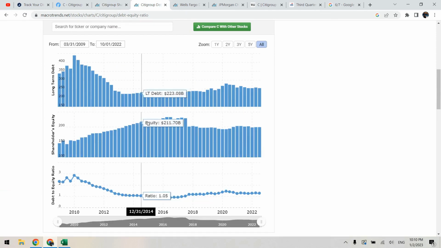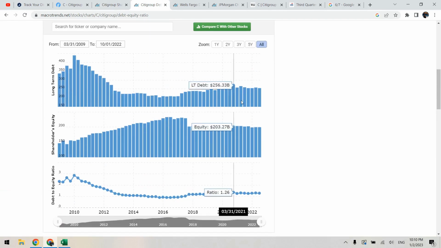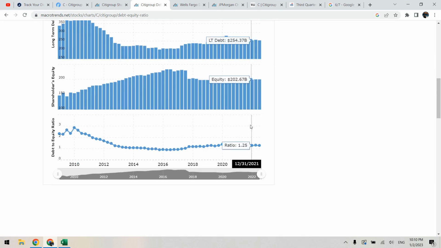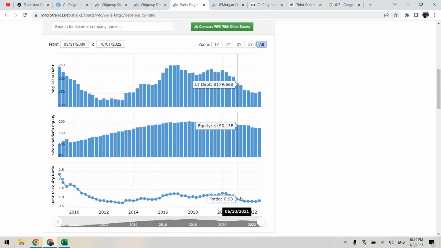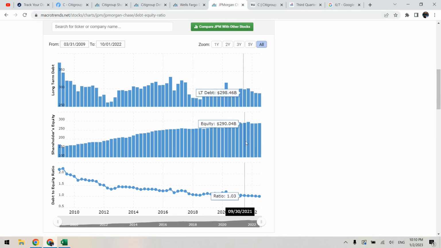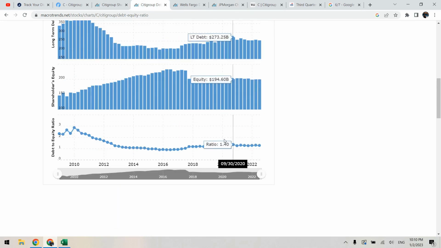Then if we look at the debt to equity ratio, you can see that the debt is pretty stable over the last years. And the ratio is more than one. This is already not that great, but if we look at other banks like Wells Fargo, we can see that their debt to equity ratio is 0.84. If we look at JP Morgan, this is close to one and decreasing. So overall, it doesn't look like there is any large problem.